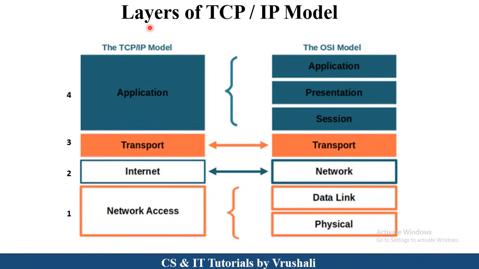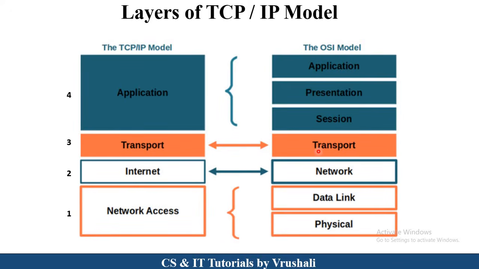Now, the next: the layers of the TCP/IP model. As we discussed earlier, in the OSI model, there are a total of 7 layers. In the TCP/IP model, there are a total of 4 layers. The TCP/IP model is an older version of the OSI model. In the OSI model, the first two layers, that is the physical layer and data link layer, are combinedly called the network access layer in the TCP/IP model. In the OSI model, there is the network layer. In the TCP/IP model, there is the internet layer. The working is the same, just the name is different.